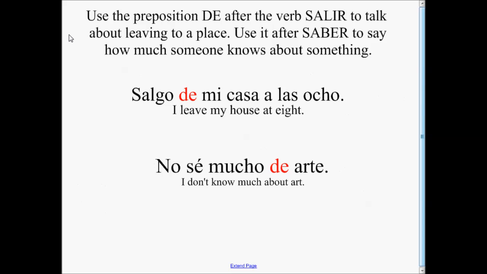Use the preposition de after the verb salir to talk about leaving from a place. Use it after saber to say how much someone knows about something. Salgo de mi casa a las 8. I leave my house at 8. Salgo, I leave, de, from, mi casa, my house, a las 8, at 8. No sé mucho de arte. I don't know much about art. No sé, I don't know, mucho, much, de arte, about art.